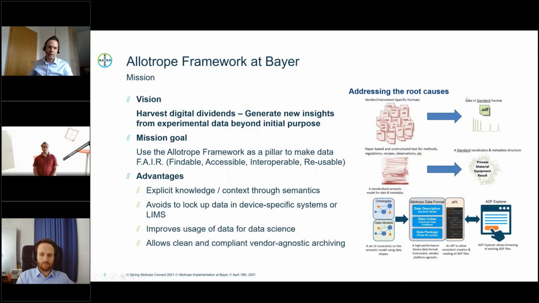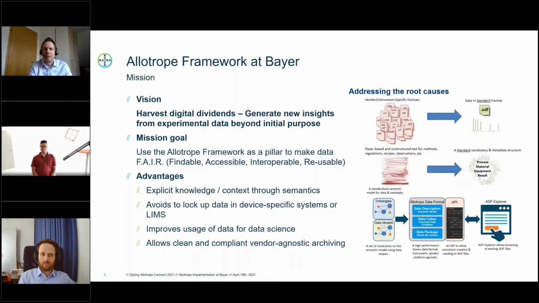So on the next slide, the question is now how to reach this. Of course, many things are necessary for this, and we cannot explain all of them here. But one thing which is very important, and this is also not new to you, I think, is to make the data FAIR, meaning findable, accessible, interoperable, and reusable. And we think that the Allotrope Framework is a very important pillar to achieve this.